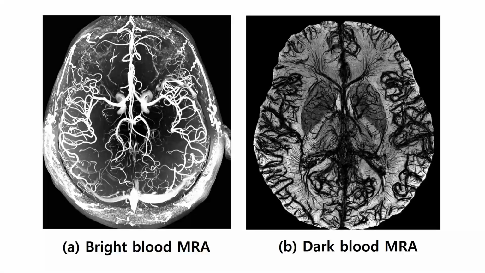These MRA images show bright blood MRA and dark blood MRA. In bright blood MRA, blood vessels are brighter than the surrounding tissues. On the other hand, in the dark blood MRA, blood vessels are dark compared to the other surrounding tissues.